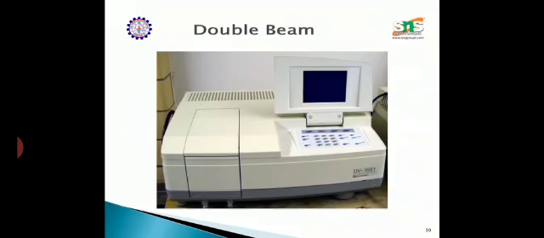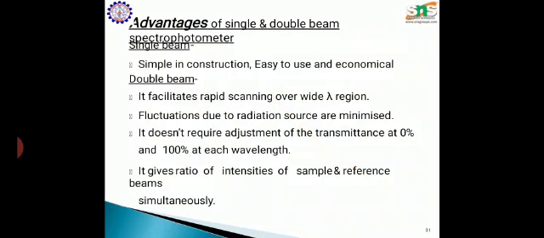Now the advantages. The single beam photometer is simple, easy to conduct, and economical. The double beam facilitates a wide range of wavelength regions. Fluctuation due to the radiation source is minimized. It does not require any adjustment for 0% or 100% transmission. It gives a ratio between the sample and the reference, so it will be more accurate.